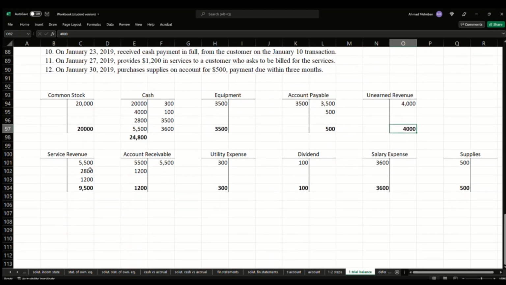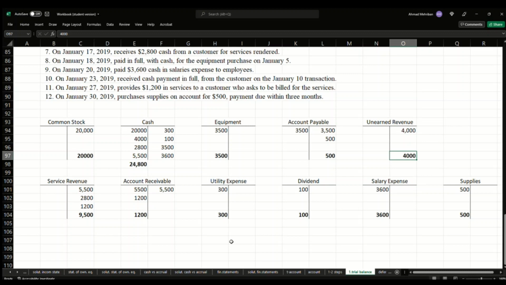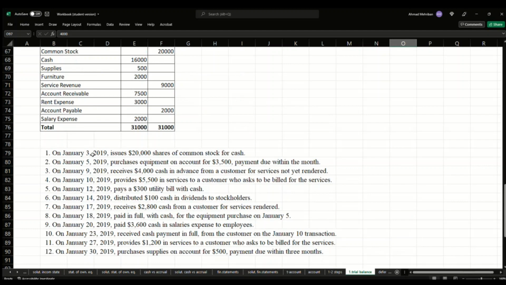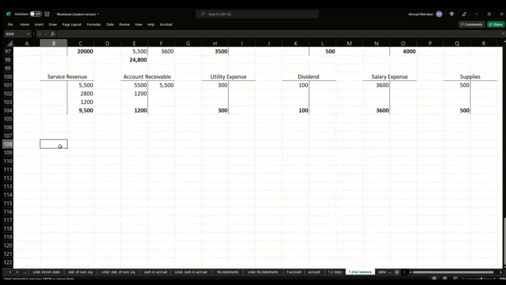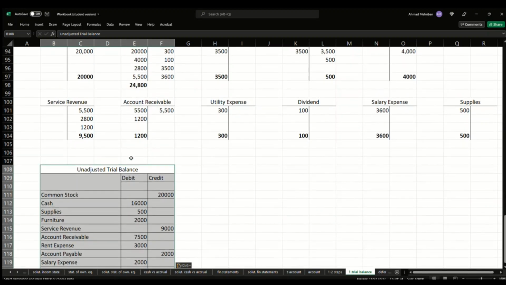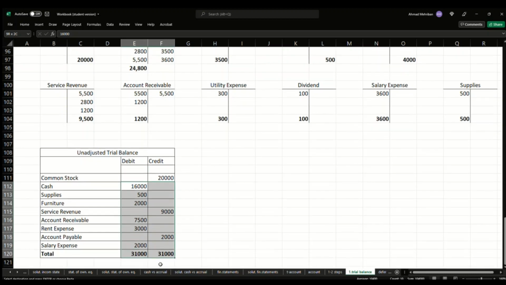Now we have to prepare again an adjusted trial balance with the information that you have. This is why I ask you to do the journalization first. Don't rush to do the unadjusted trial balance rapidly, because you might make a small arithmetic mistake or miscalculate something. So it's better to do the journalization first. Now again, for ease, I'll just copy and paste this table into this new one and start adding the information. Common stock doesn't change. Let me just remove these lines.